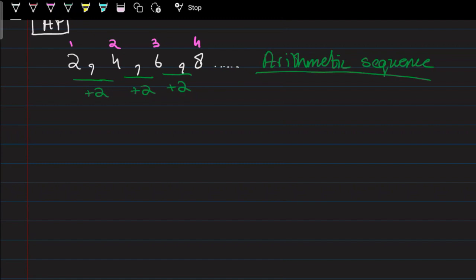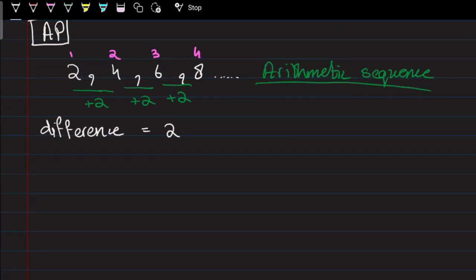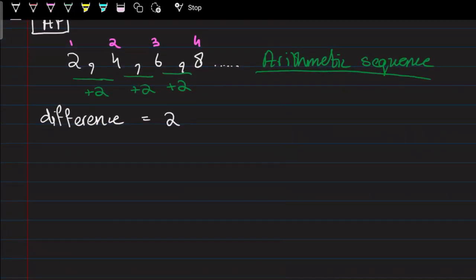So we can say that the difference is equal to 2, because every consecutive term is being added by 2 to get the next term. And so if we want to find the fifth term, we're just going to have to add 2 to 8. So 8 plus 2 is 10. Then again we can add 2 to 10, which is 12, and then 14, 16, 18, 20, and so forth.